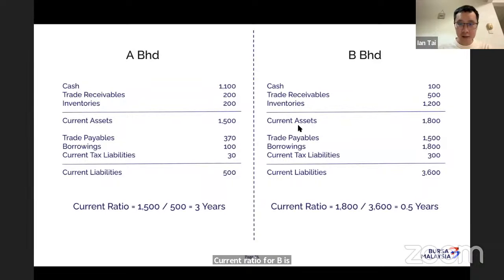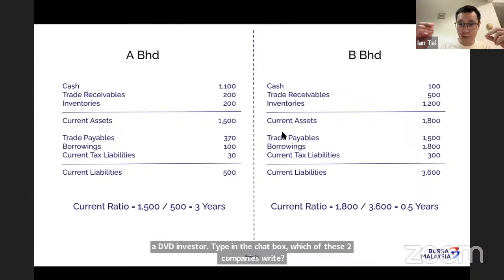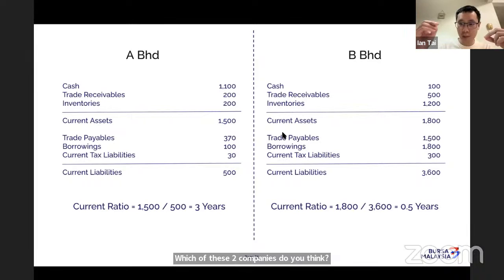Now, look at these two closely. As a dividend investor, type in the chat box, which of these two companies do you think will be a better paymaster when it comes to dividends? Which of the two companies can pay out dividends better? A lot of you say Aberhard, Aberhard, Aberhard. Correct. It is exactly that.